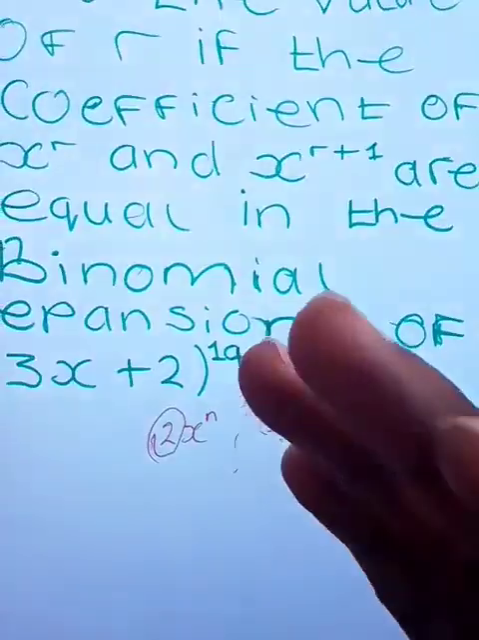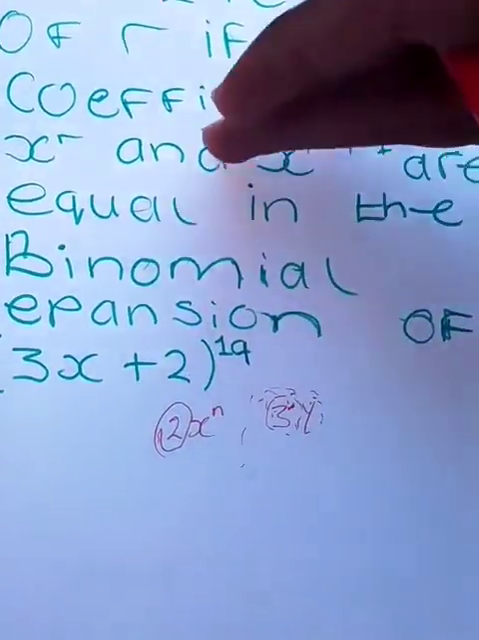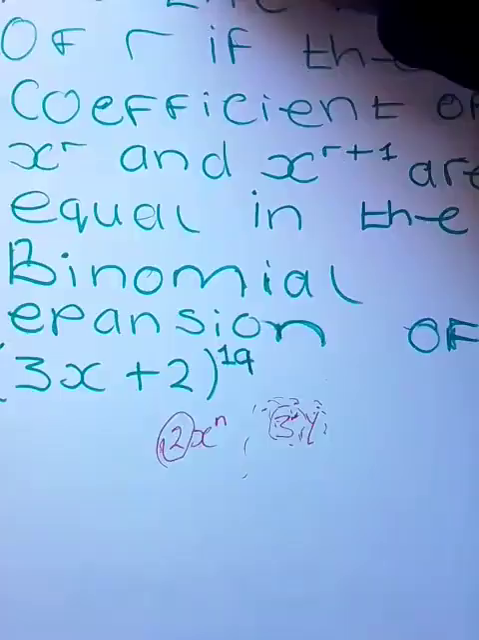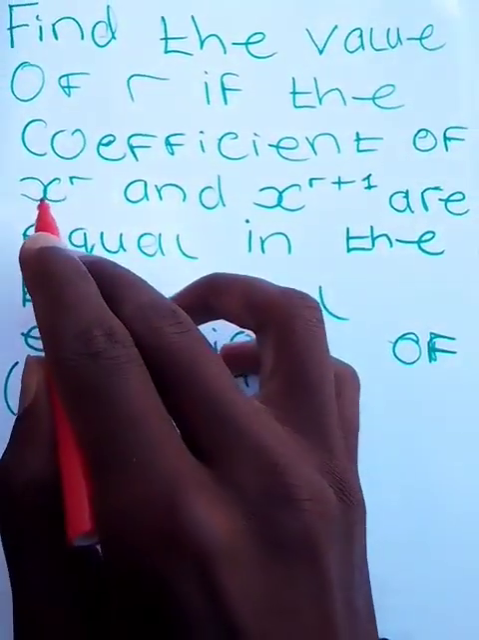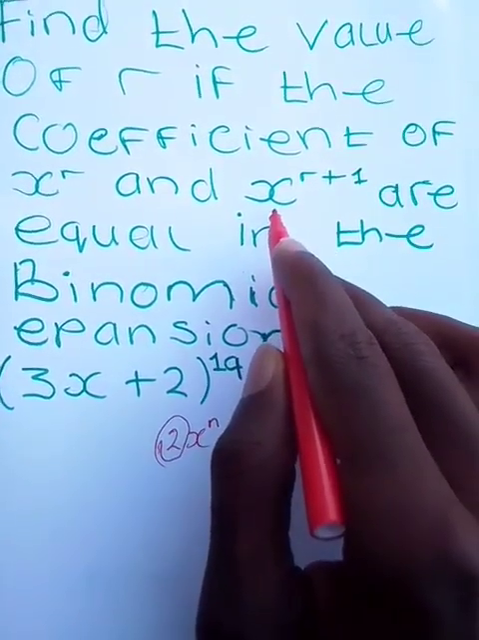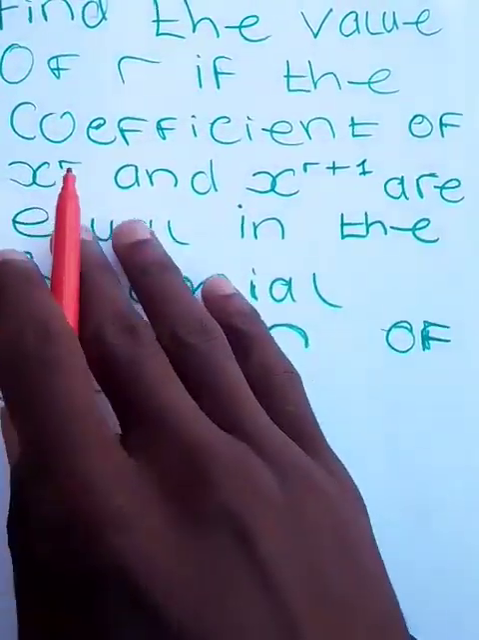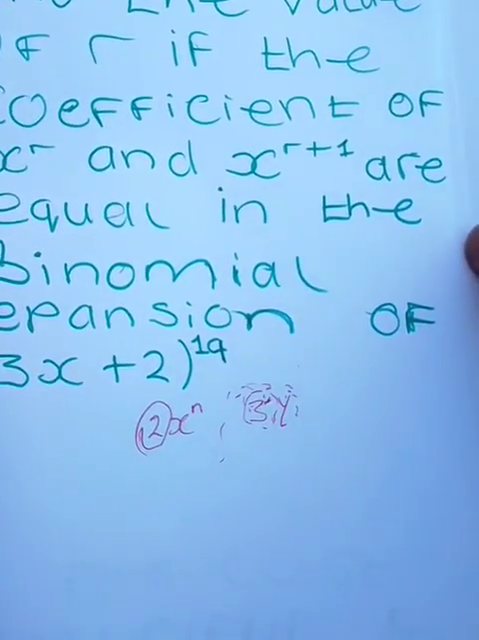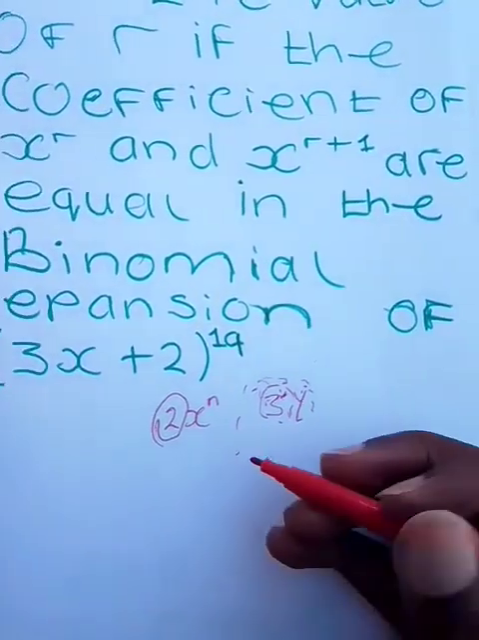Now there is no way of finding r directly, so they have given us a tip that this and this are having equal coefficients. So what we're going to do is find the coefficient of this and the coefficient of this, then equate them. Now if I were to ask you, which formula under binomial do you think we can use to find the coefficient?